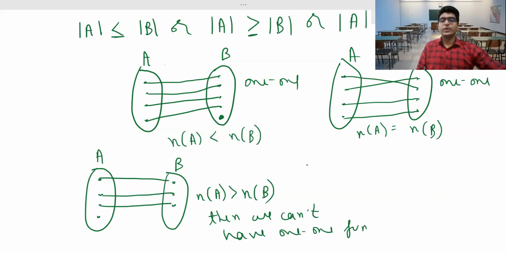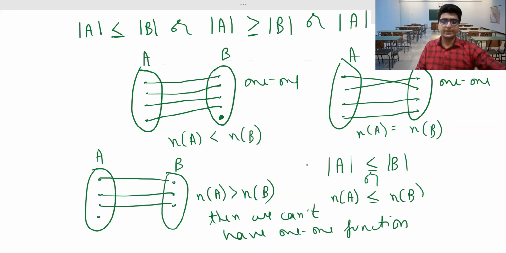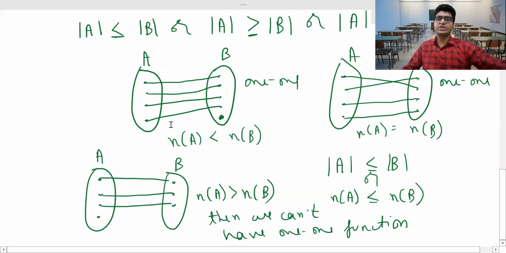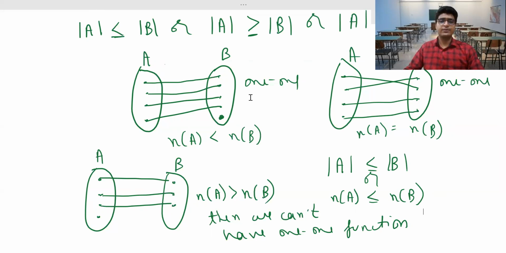Okay, so that's why the relationship in the case of an injective function is that the cardinality of A has to be less than or equal to the cardinality of B. Or you can say that the number of elements in set A should be less than or equal to the number of elements in set B. Okay, so this should be the relationship that should hold in the case of injective functions. Clear?